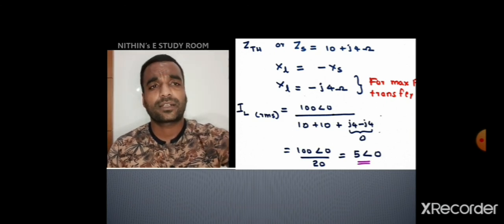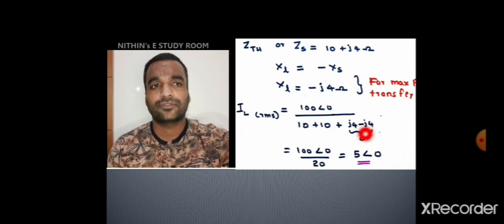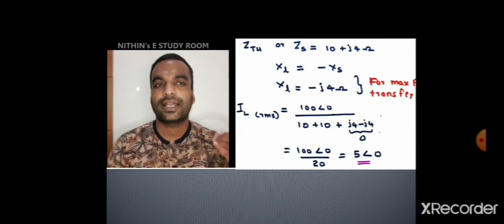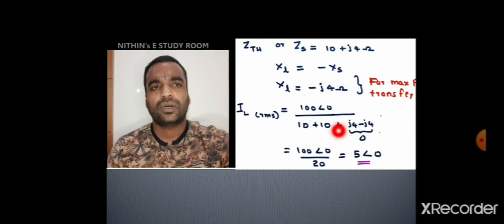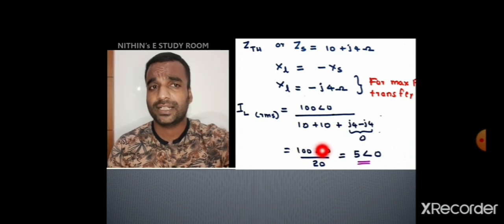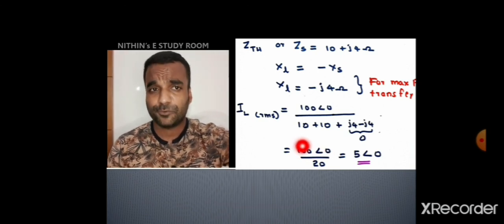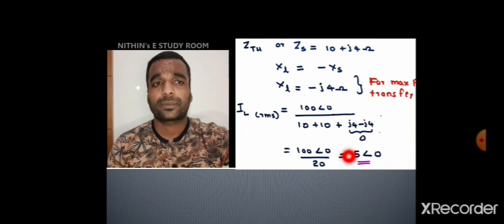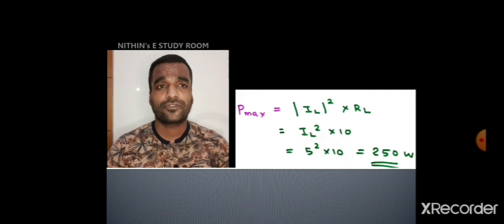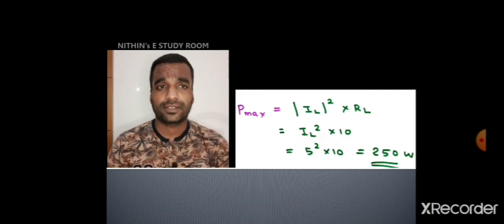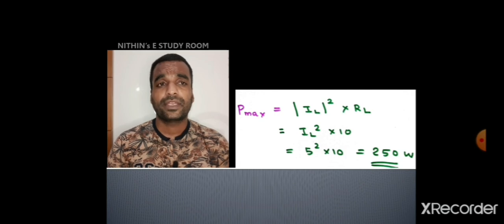And now IRMS is equal to 100 angle 0 by 10 plus J4 minus J4. This portion will become 0. That is the case. So the current value will become higher. So IRMS is equal to 100 angle 0 by 20. Here we can see the voltage is directly given in RMS, not in maximum value. So IRMS will be 5 angle 0. And P maximum is magnitude of I load RMS square into RL. So that is equal to 5 square into 10.